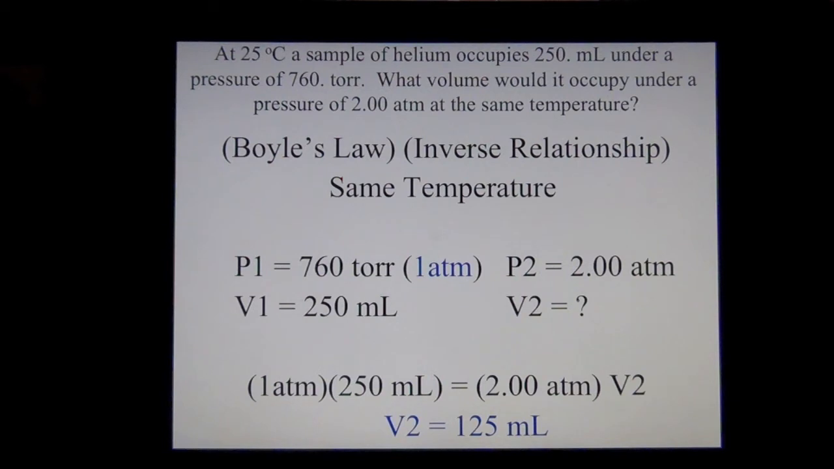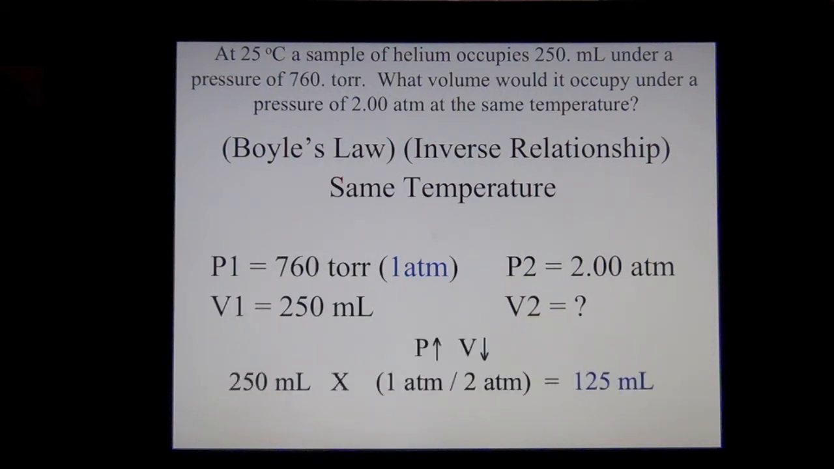So if you plug in the values into the algebraic expression and solve for V2, you're going to get that our new volume at the increased pressure from 1 atmosphere to 2 is going to be 125 milliliters. The second way of solving this problem, using what is sometimes referred to as the fractional method, takes into account the inverse relationship without using this algebraic expression. It would look like this.